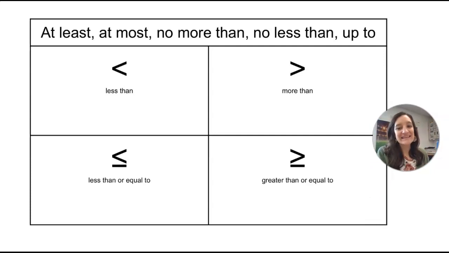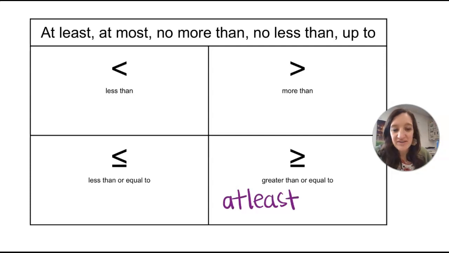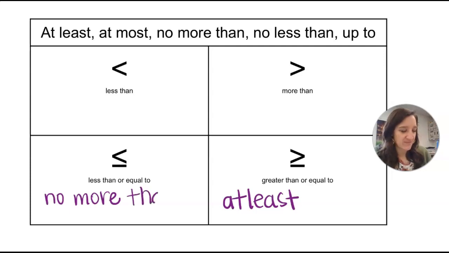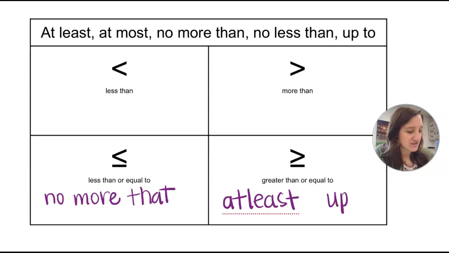Okay, when we did "at least $10,000," "at least" is greater than or equal to. We also did "no more than" with the birthday party. No more than means less than is okay or equal is okay. We just did "up to," up to a certain amount.